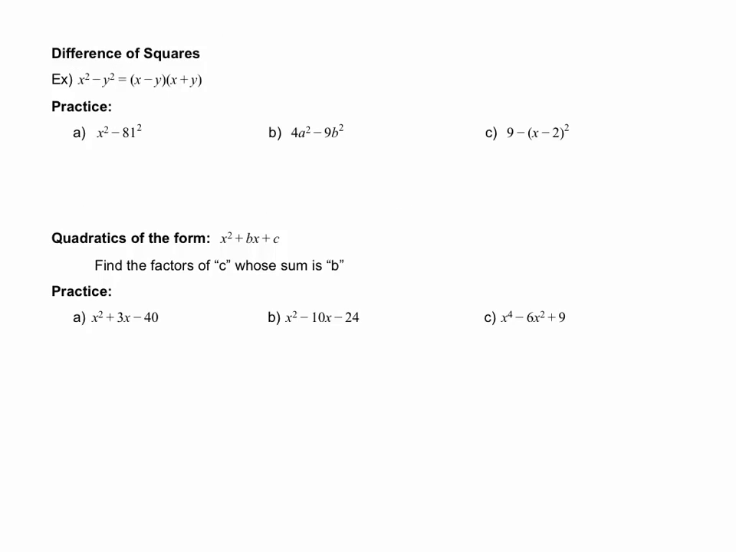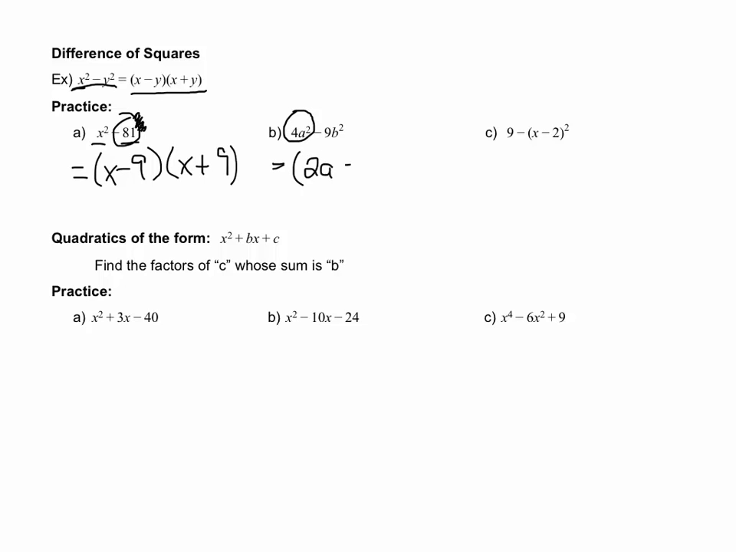A difference of squares you're going to recognize by the pattern x squared minus y squared. This is going to factor to (x minus y) times (x plus y). The first one, we should have x squared minus 81. This is going to factor to (x minus 9) times (x plus 9), since the square root of 81 is 9. And the next one, 4a squared, the square root of that is 2a. We're going to have 2a minus the square root of 9b squared, which is 3b. (2a minus 3b) times (2a plus 3b).